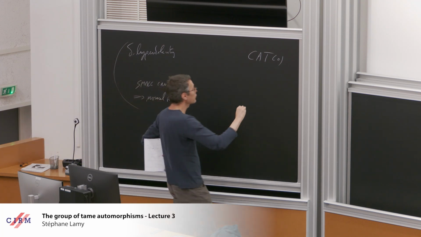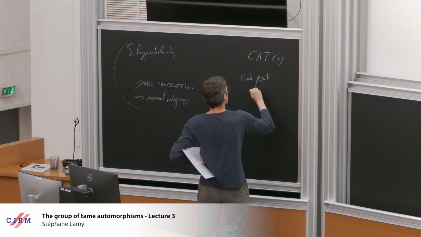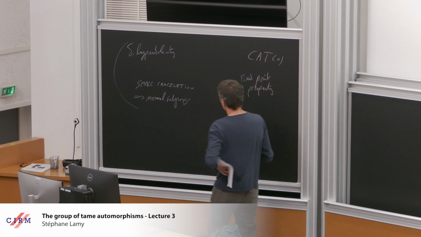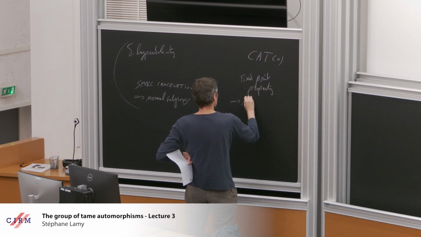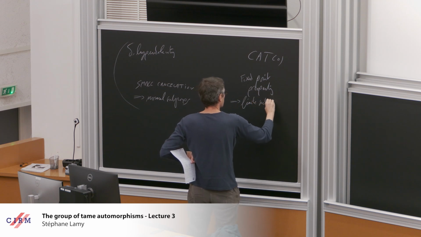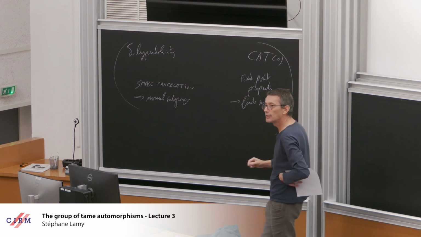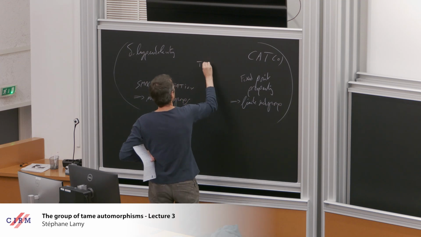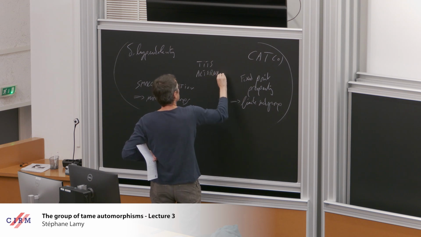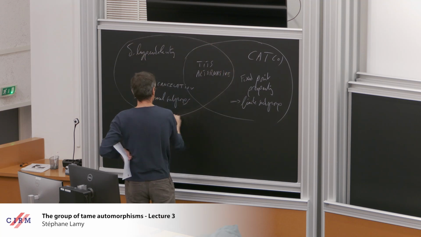And for CAT(0) spaces, you have a fixed point property. And you can try to classify the finite subgroups. So it's more a feature of acting on CAT(0) spaces. And then if you want to prove the Tits alternative, I mentioned in the first lecture, you need a little of both in some sense. So you want something CAT(0), but you want also, yeah, so I have this picture in mind.